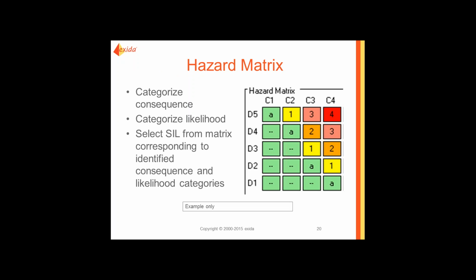So if we look at the hazard matrix, here again, we've got to categorize the consequence. So we have here, we're showing 4 categories. The likelihood, we're showing here, and then you select the SIL from the matrix corresponding to the identified consequence and likelihood categories. Again, fairly simple, easy method, but this has to be calibrated according to your tolerable risk.